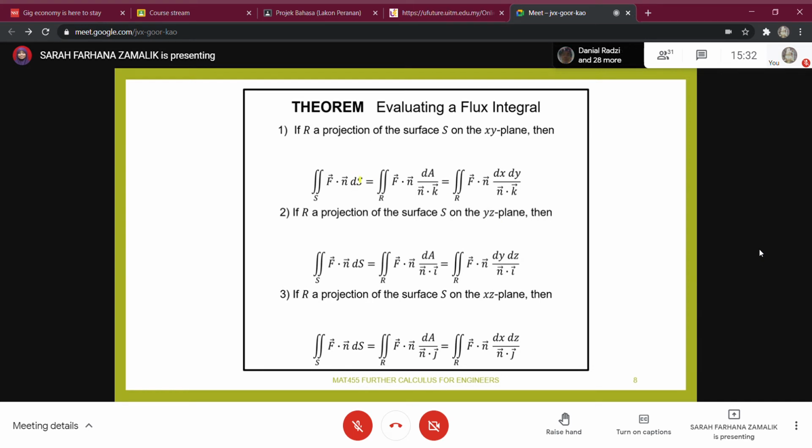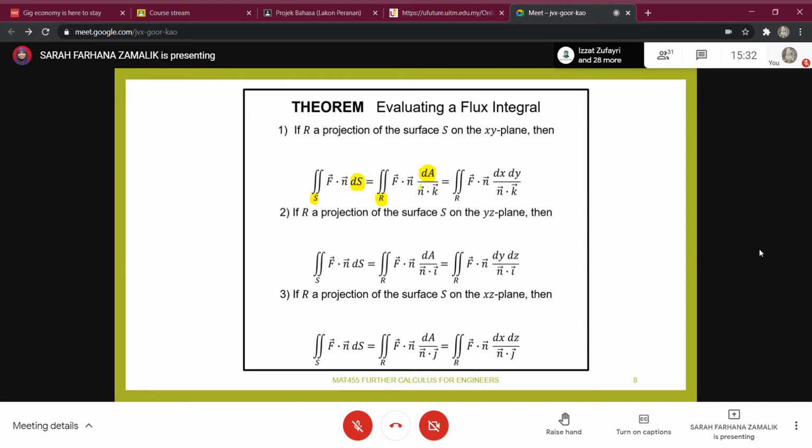So what happened next? Our dS, we convert it into dA, which is a double integral. You want to find your area. So from here, the surface S will change. You want to evaluate the area of your region R. Okay, so what happened to your dS here?